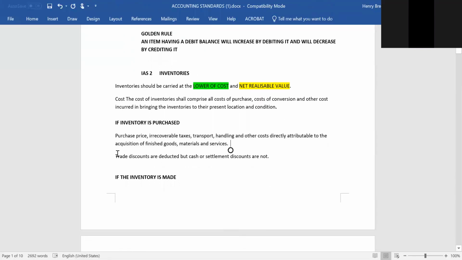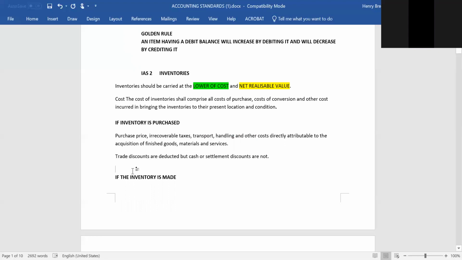So we are saying that trade discounts are deducted, but cash or settlement discounts are not. So if you tend to get a discount, the discount means a reduction, and that discount is taken off the value of the inventory.